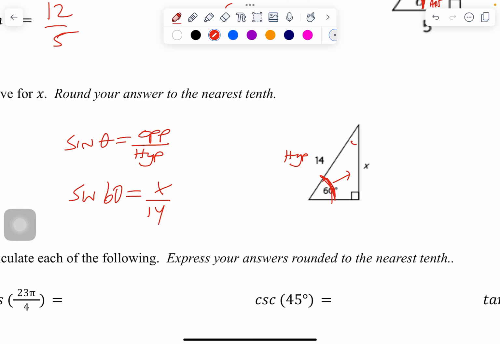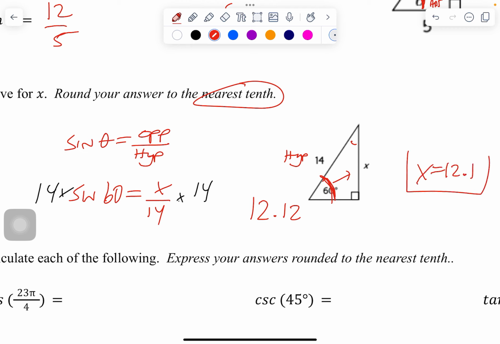So if I want to solve that, I would multiply both sides by 14. When I type that into my calculator, I would take the sine of 60 and multiply that by 14, and I end up getting 12.12. Now my question does say round to the nearest tenth, so 12.1 would be sufficient.